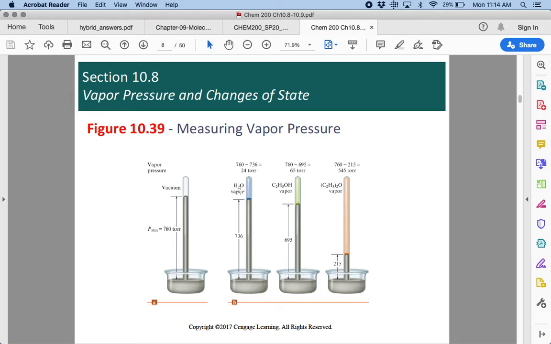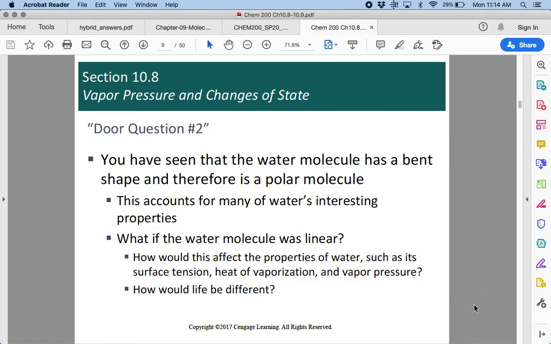I would encourage you to pause the video here, go ahead and draw out the Lewis structure of each of these materials. Look at the types of intermolecular forces that act on each of these. Determine who's going to have the highest boiling point, who would have the lowest boiling point, and how that would relate to these vapor pressures that we're seeing. So here's your second door question for Chapter 10.